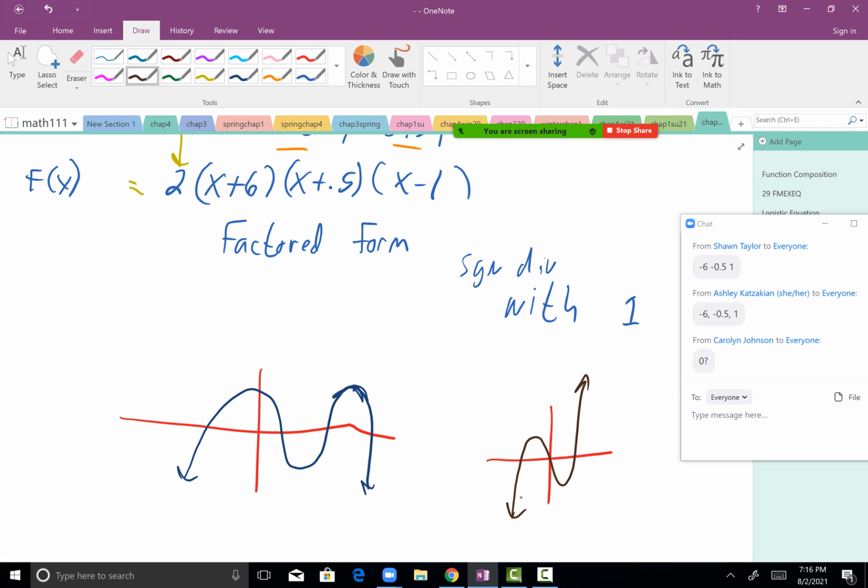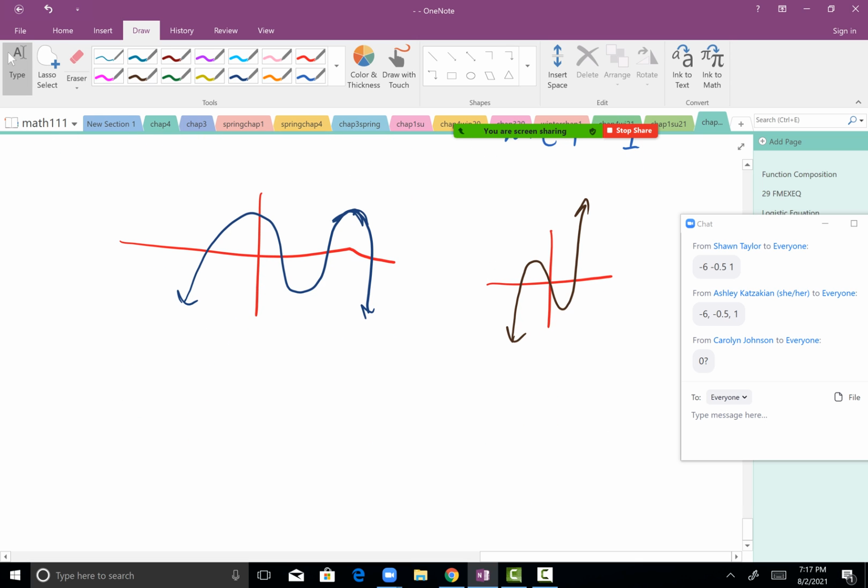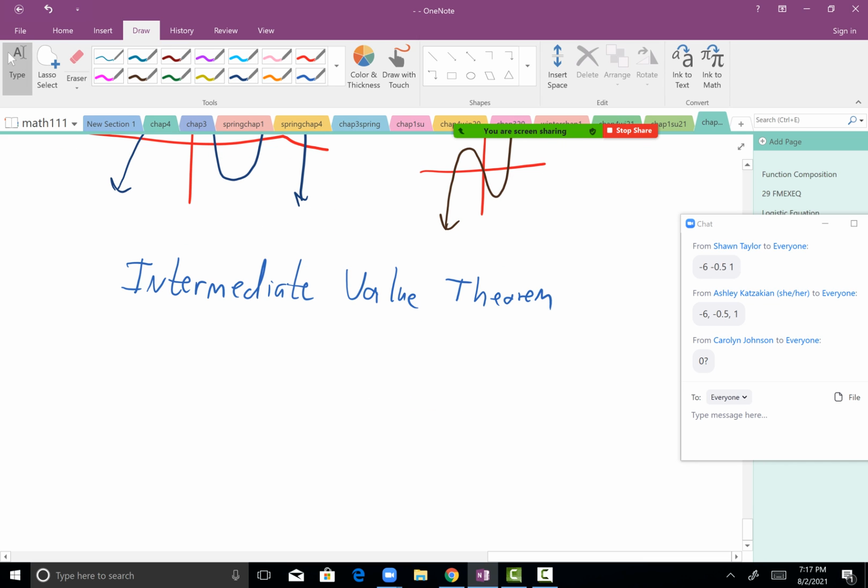One other thing in 3.2 that's kind of important is this thing called the intermediate value theorem. All right, so let's talk about it. Let's play with it first. So here we go. I'm going to give you this function.